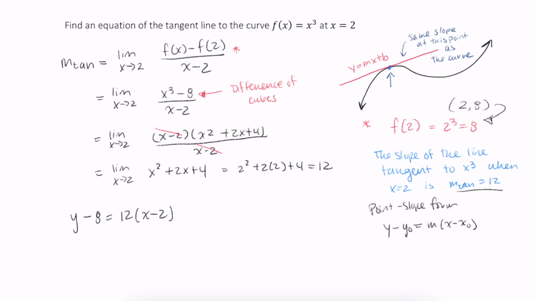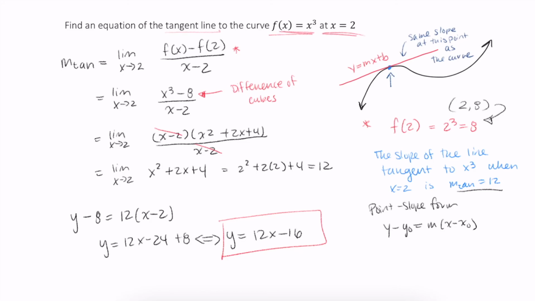We can rewrite this as y equals 12x minus 24 plus 8, or just y equals 12x minus 16. So this line here, that is the equation y equals 12x minus 16, is the equation of the line tangent to this curve at x equals 2.